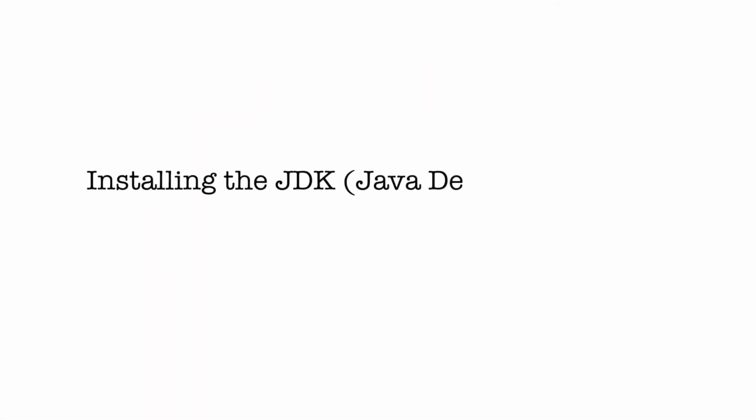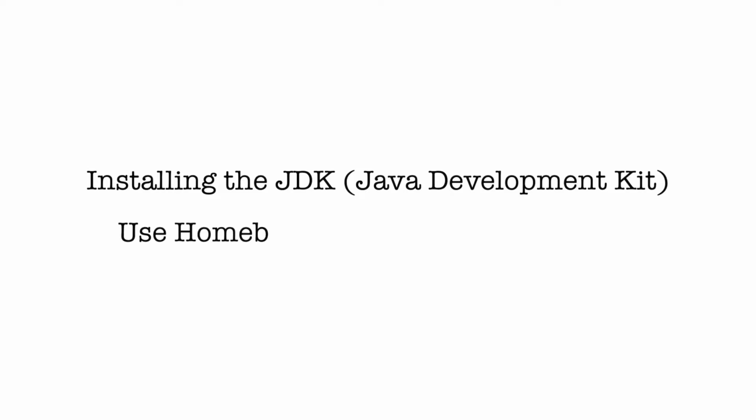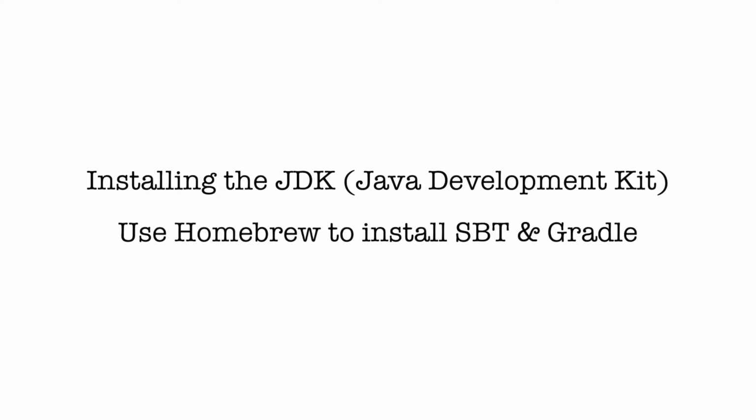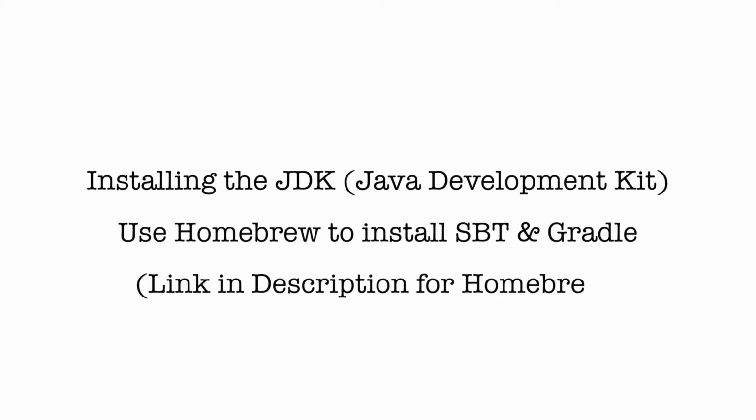In this video, we will be installing the JDK, Java Development Kit, and using Homebrew to install SBT and Gradle for our Scala/Kotlin courses either coming in the future or are already here. If you do not have Homebrew installed, you can follow the link in my description to one of my other videos on installing Homebrew for macOS.